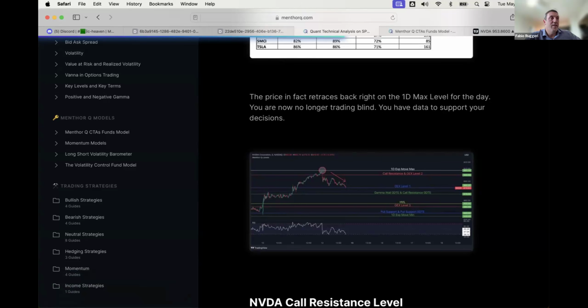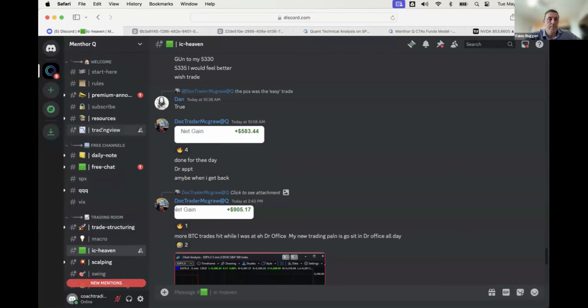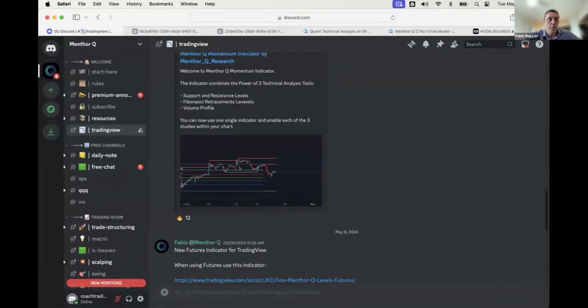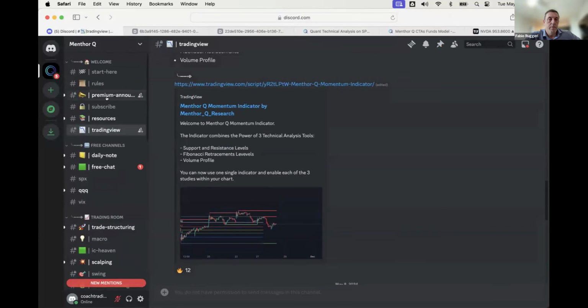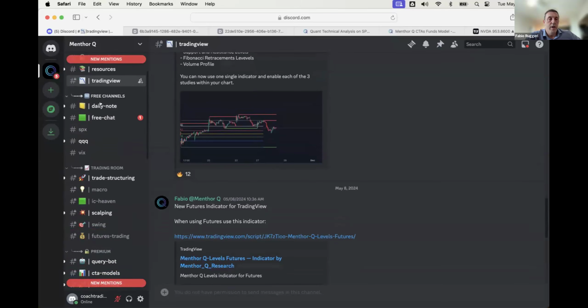Yeah, and just to answer your question, Pacos, I just replied, but the momentum indicator is under the TradingView channel here. So here you would have the link. So simply add it to your favorites, and then you can access it directly on TradingView.